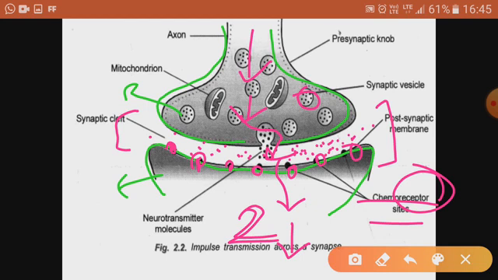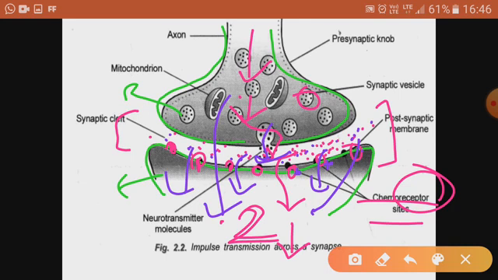Now the message has to go to the next neuron, but it can't move directly, so it moves in the form of chemicals, which means it releases chemicals. Then the chemicals fill this region that is called the synapse, and there are some receptors present over the dendrites, and they receive those chemicals. They can sense those chemicals, and then the chemical moves ahead in the form of the message in the next neuron.